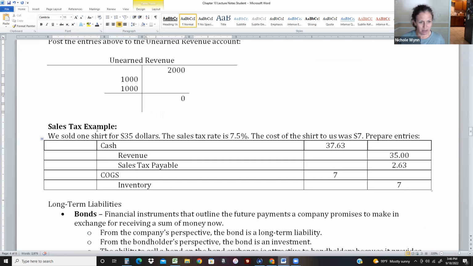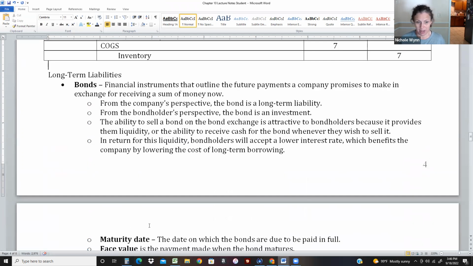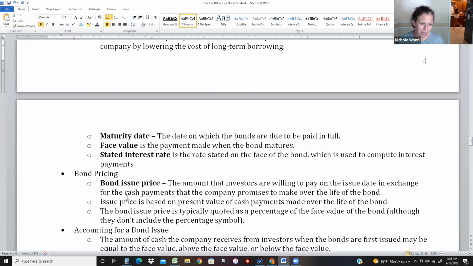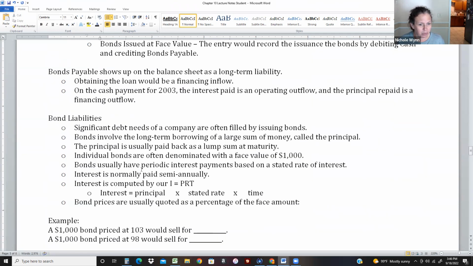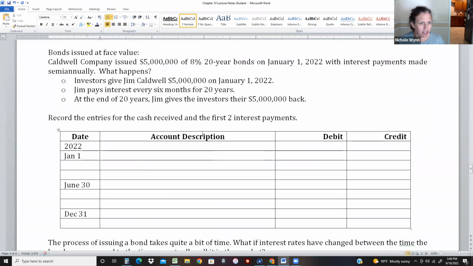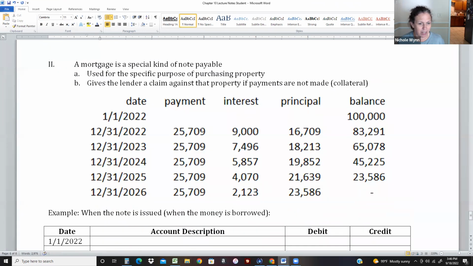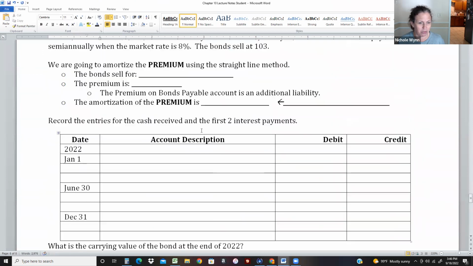All right, we did the sales tax example. So now I think we're ready to move on to our long-term liabilities. The only one that you've really learned about so far is notes payable, and it's when we owe a note that's longer than a year. But we also need to talk about bonds. Bonds are a separate topic that we need to cover. And then after bonds, we will go on to actual loans, so at the bank.